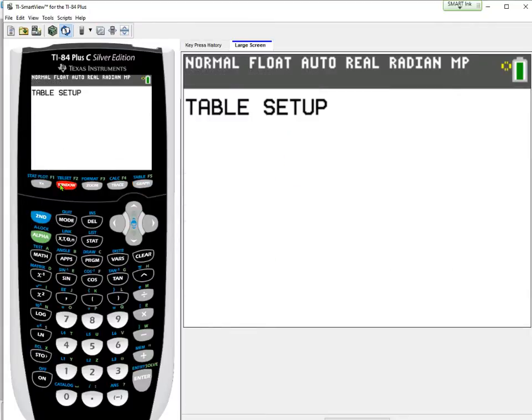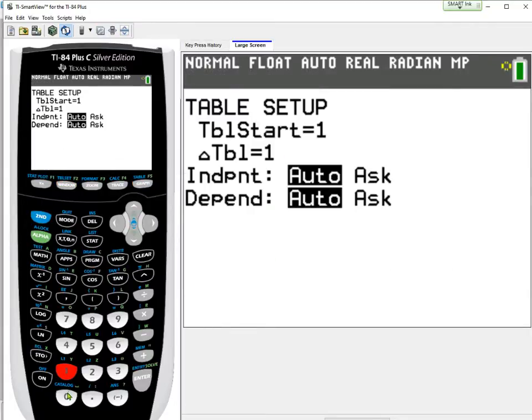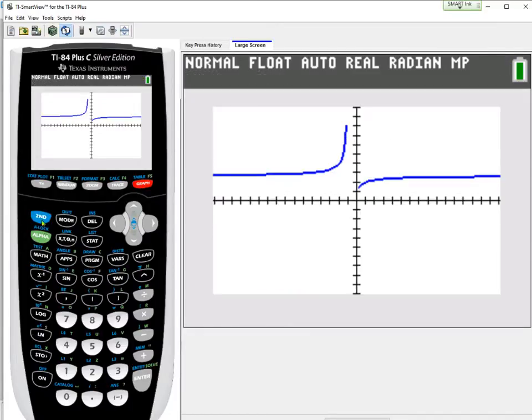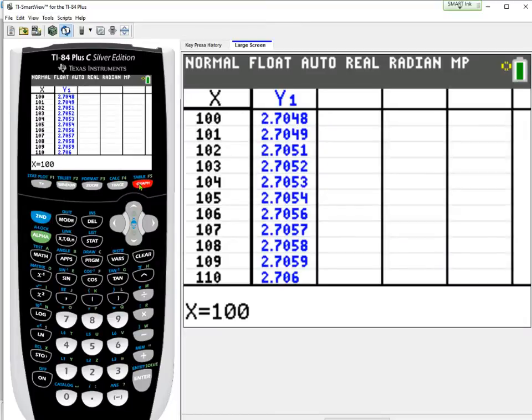I'm going to go to my table. Do you guys want to start at 100 maybe? Sure, because remember, we're getting bigger, correct? Let's push enter. Right now we're just exploring, you guys okay with that? Cool. So here's my table. Look at these numbers. This is at 100. Where are we at? 2.7048, 2.7049. Is this really changing much? It's not, is it?